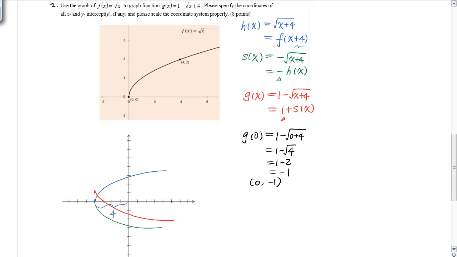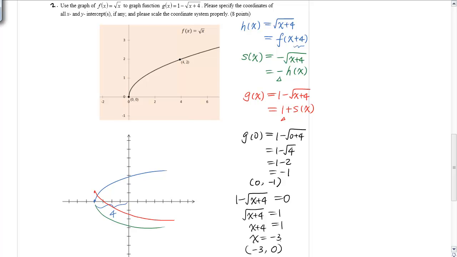For the x-intercept, we set the function to be 0: 1 minus square root of (x plus 4) equals 0. Solve for x. Square root of (x plus 4) equals 1. x plus 4 equals 1. x equals negative 3. And that indicates an x-intercept of negative 3.